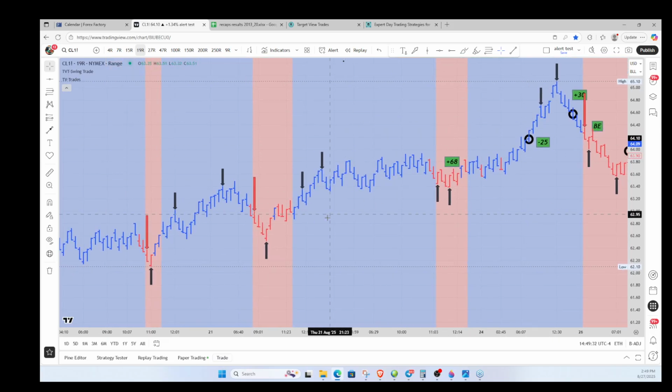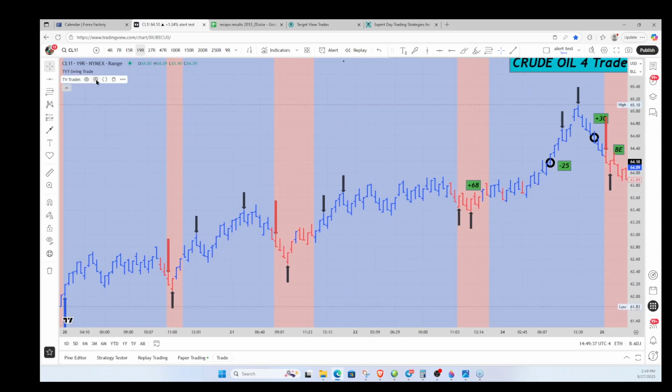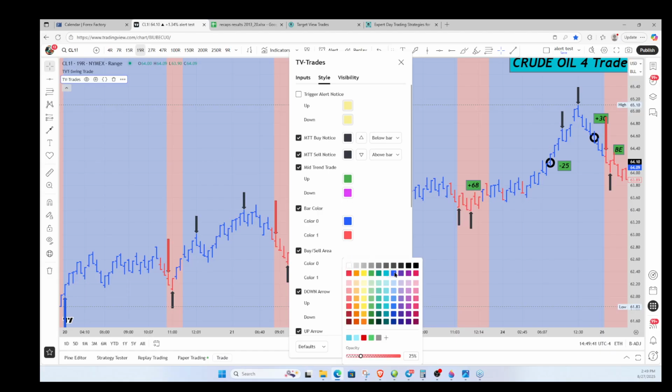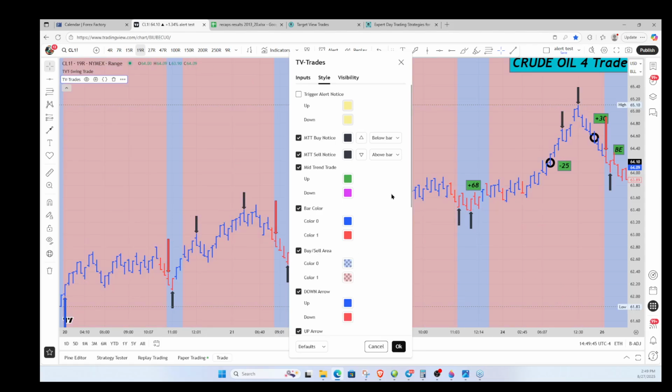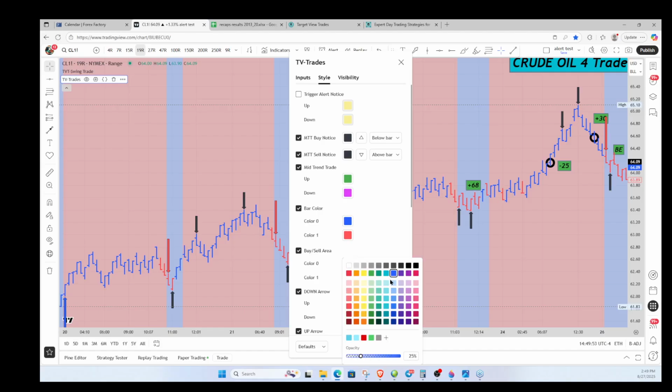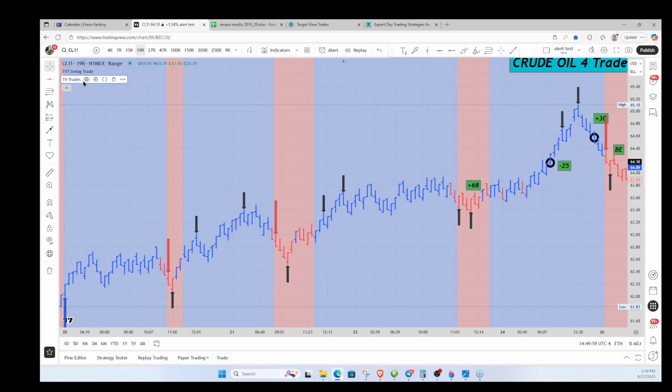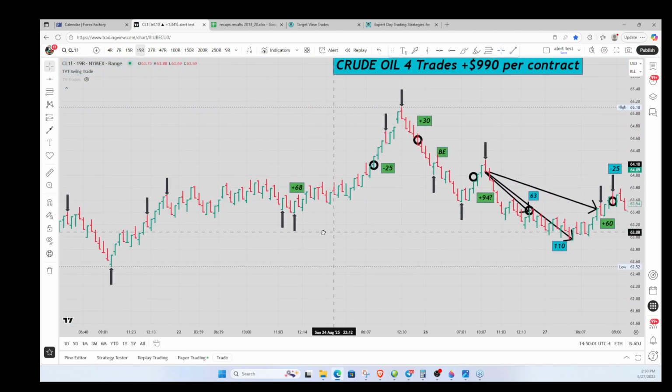You can actually change the background color if you want to use background colors with the swing trades. You can go into here and make this one blue, make this one red, and then it would make more sense with the swing trades. I'm not suggesting that you do that, but if you're going to use the background colors at all, they're not created for the swing trades.